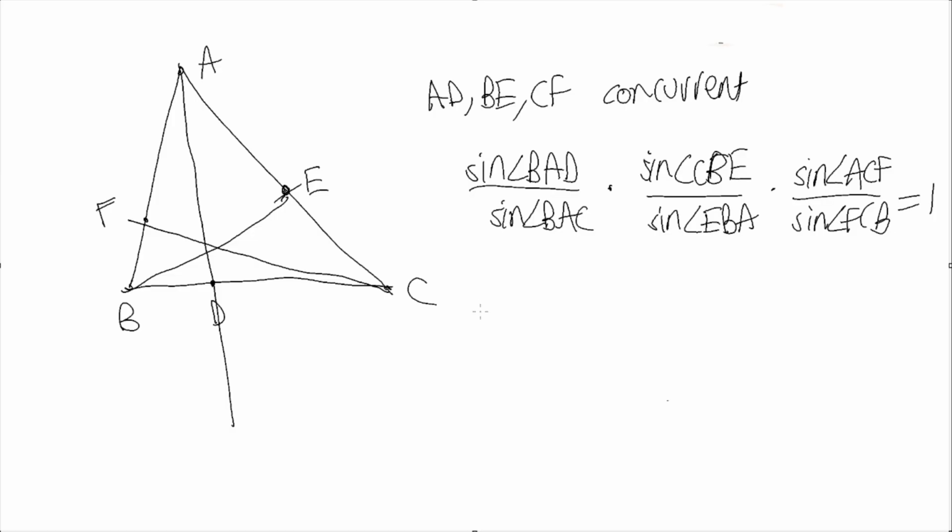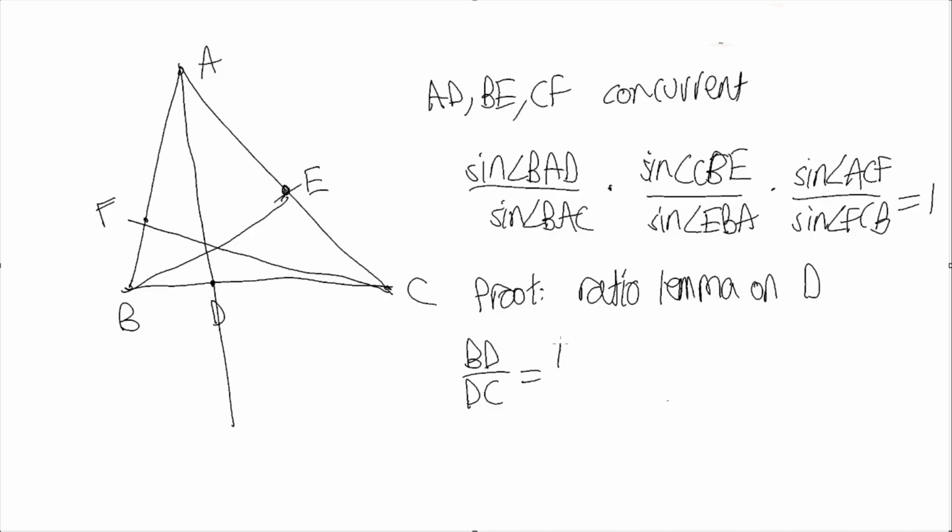And the proof of this is to just use the ratio lemma on D. And by using the ratio lemma on D, we end up getting that BD over DC is equal to AB over AC times sine angle BAD over sine angle DAC. And similar relations hold for the other expressions.